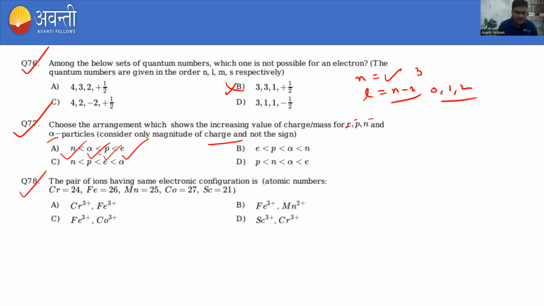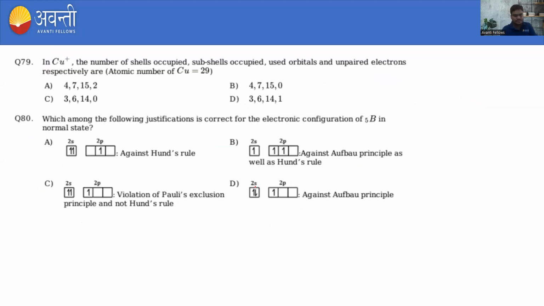That is the pair of ions having the same electronic configuration as chromium, atomic number 24. Right. So you have to identify the element which shows the same electronic configuration. So Fe3+ we know has 3d5, and Mn2+ also has 3d5. Right. So these all show the same electronic configuration. This one is correct.